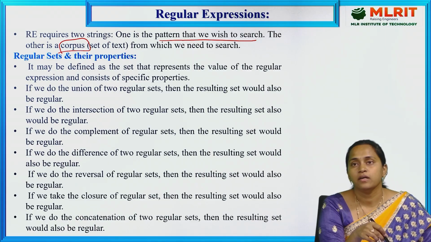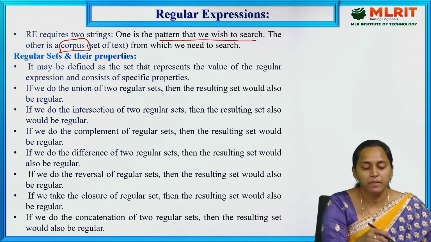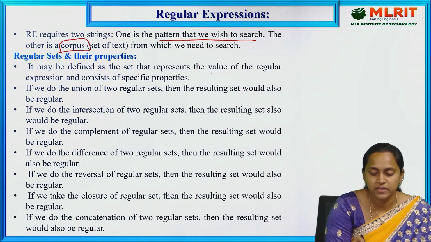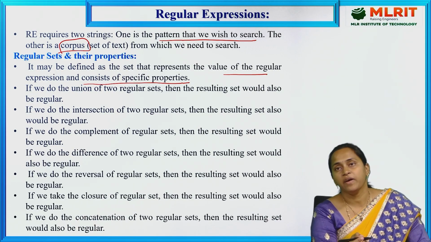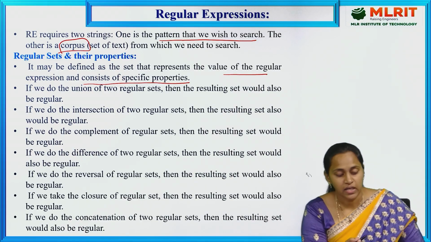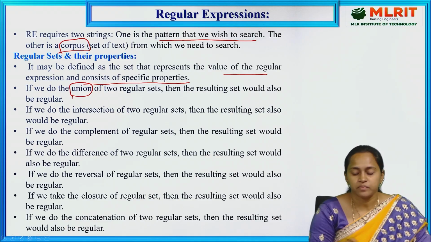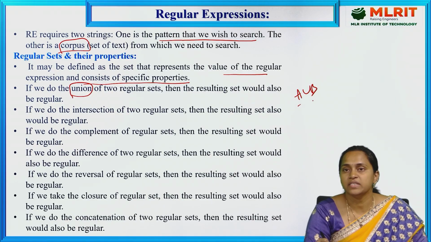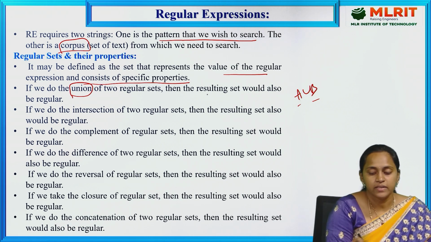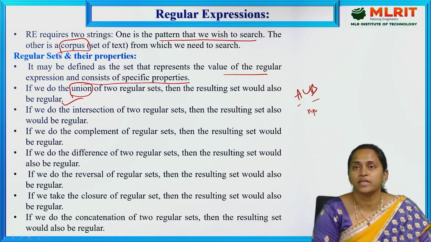Let's see some regular sets and their properties. A regular set may be defined as a set that represents the value of a regular expression consisting of specific elements, and regular expressions have some properties. Let's see the first one. Union is one of the properties, like A union B, where A is one set and B is another set. We take the union of the A set and B set, and the result set should also be regular. This is one property we have to satisfy.